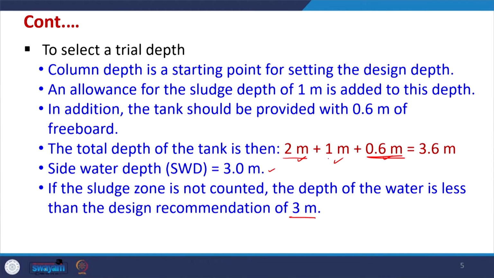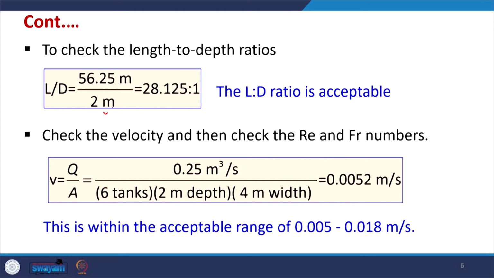Now, cross checking with respect to the length to depth ratio, it is 56.25 and 2 meter, because the actual water depth is only 2 meter, 1 meter is for the sludge depth. So, the side water depth was 3 meter. Now, the actual depth where the water settling is occurring is 2 meter. So, under that condition the ratio is 28.125 is to 1, and this may be considered as acceptable.